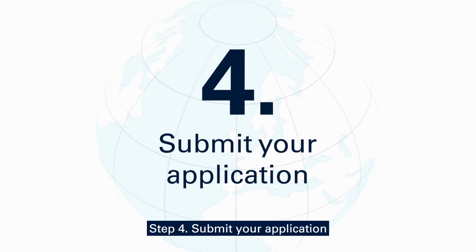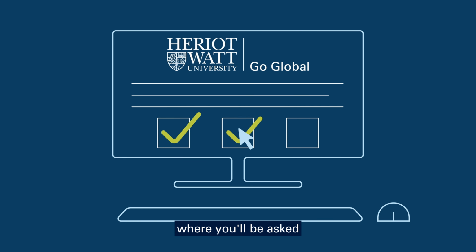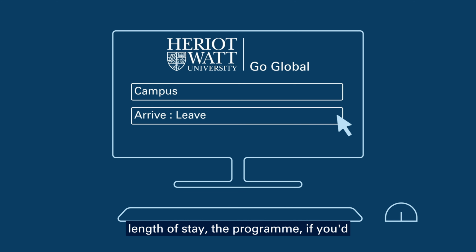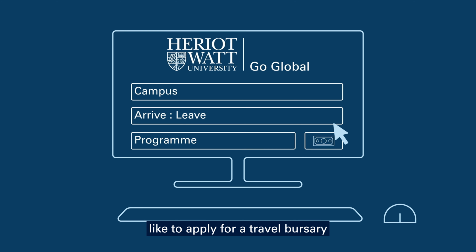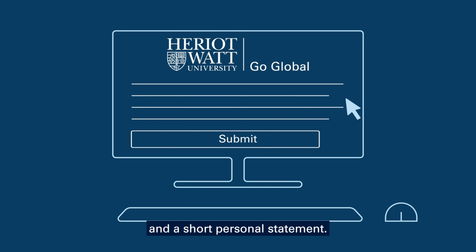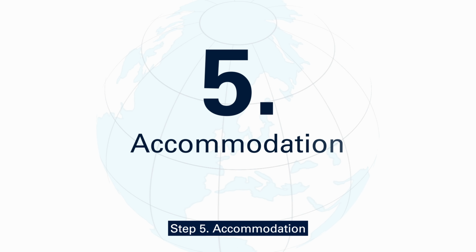Step 4. Submit your application. Submit your application through the student portal, where you'll be asked to include your campus, length of stay, the programme, if you'd like to apply for a travel bursary, and a short personal statement. Applications are accepted right away. It's that easy. One of the team will be in touch if we need any further information before we approve your transfer.